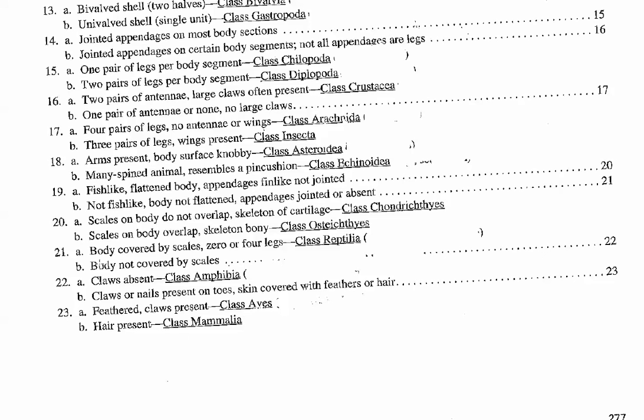And here, we're being asked, is the body covered by scales? Does it have 0? I guess that would be talking about a snake, or 4 legs. That sounds like our lizard. So if we were looking at a lizard, we would write down the terms class Reptilia on our sheet that's associated with that lizard's number in the slideshow. So hopefully this video helps you to use the dichotomous key.